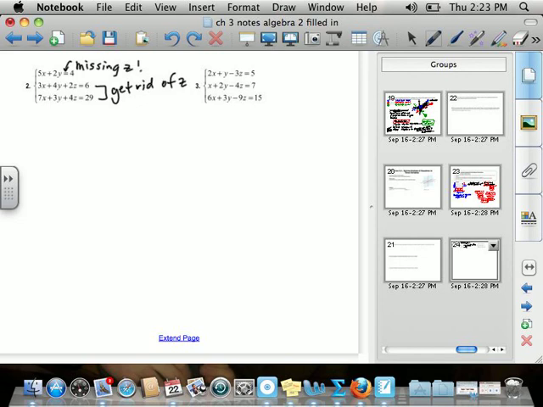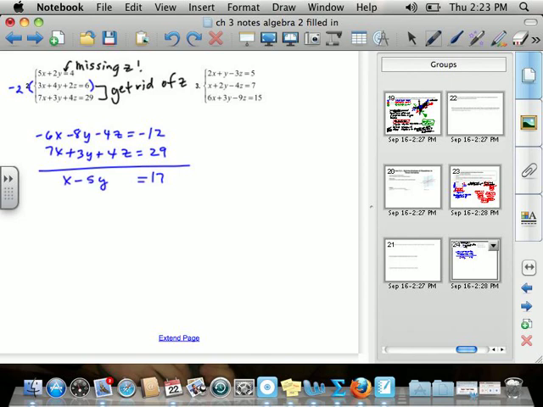All right, so when I look at those two equations, what am I going to have to multiply by in order to get rid of z? I'm going to multiply the second equation by -2, right? So I'm going to have -6x minus 8y minus 4z equals -12. Again, this is a place where most people will mess up, so make sure you're multiplying the number by -2 as well. The bottom equation is 7x plus 3y plus 4z equals 29. So when you add straight down, you get x minus 5y equals 17.